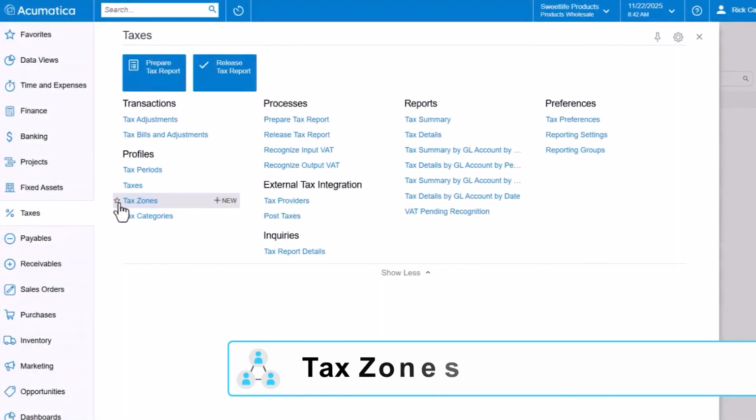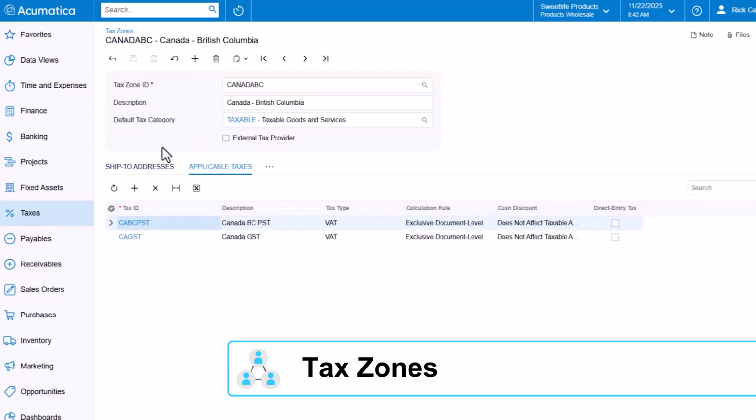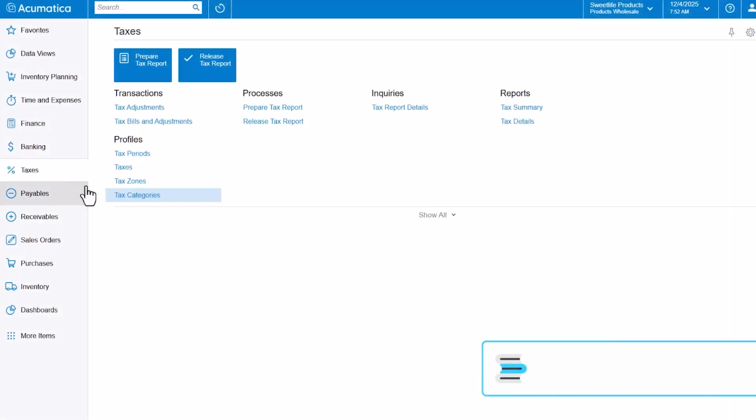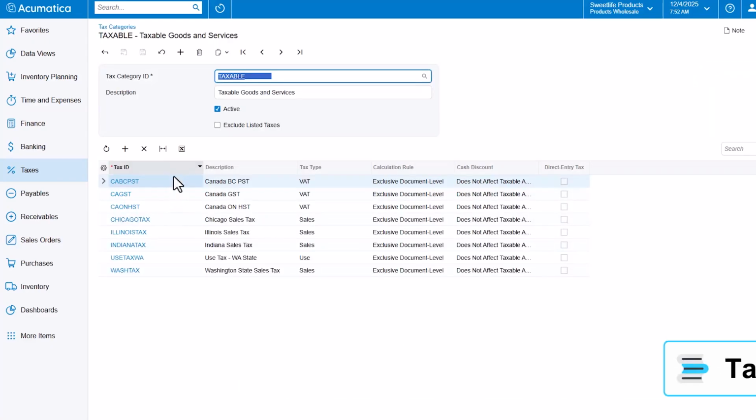Tax zones in Acumatica simplify compliance by automating tax calculations, grouping rules and rates, and ensuring accurate application across regions, customers, and transactions. Categorize taxes for similar products or services to ensure the system applies them correctly in documents such as invoices, purchase orders, and sales orders across all business locations.